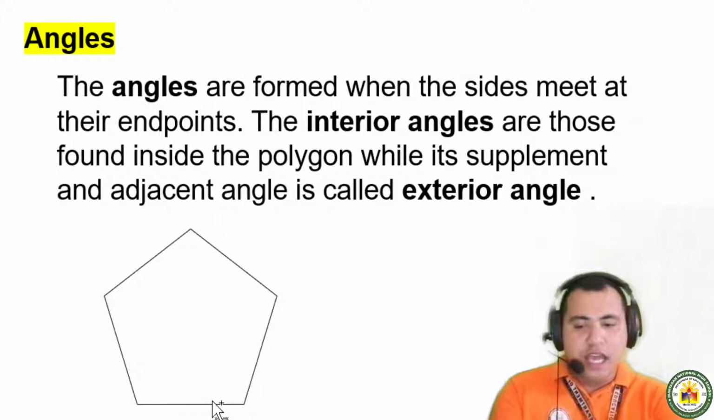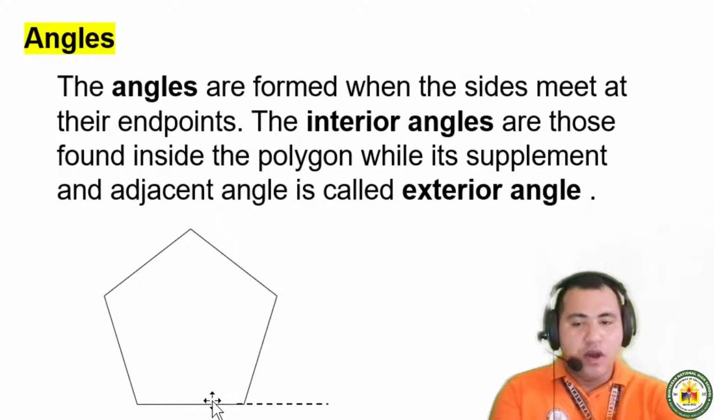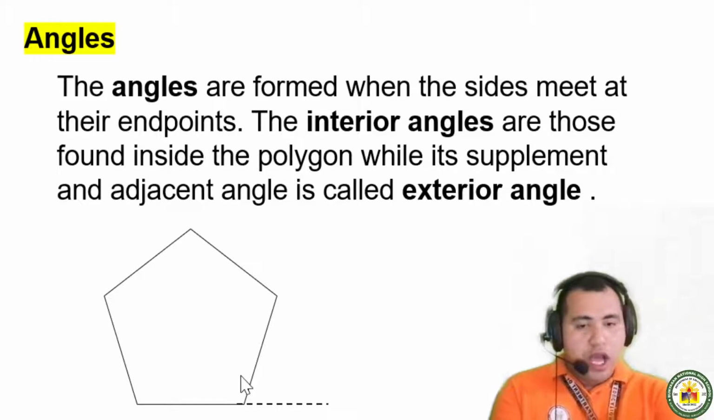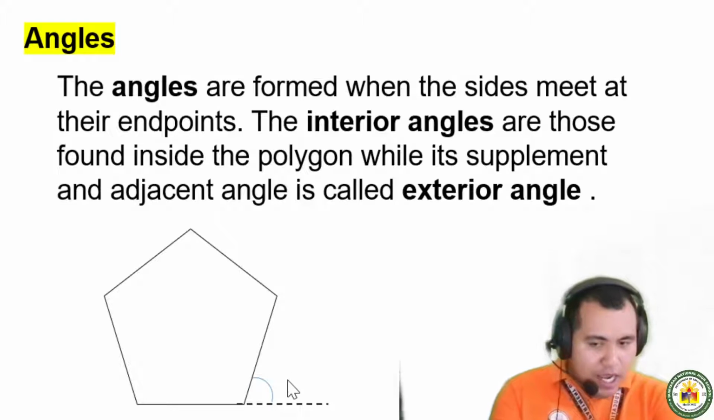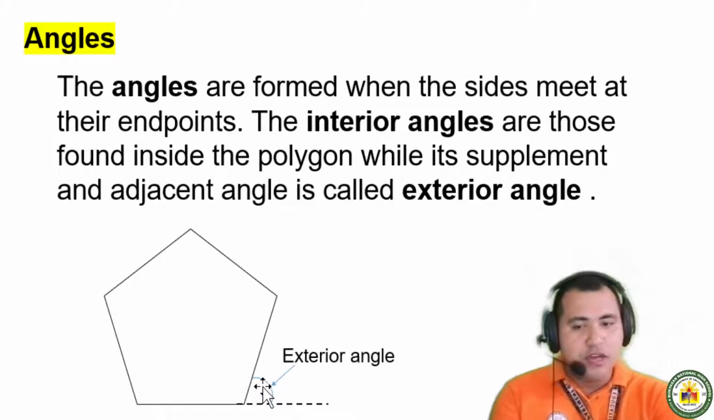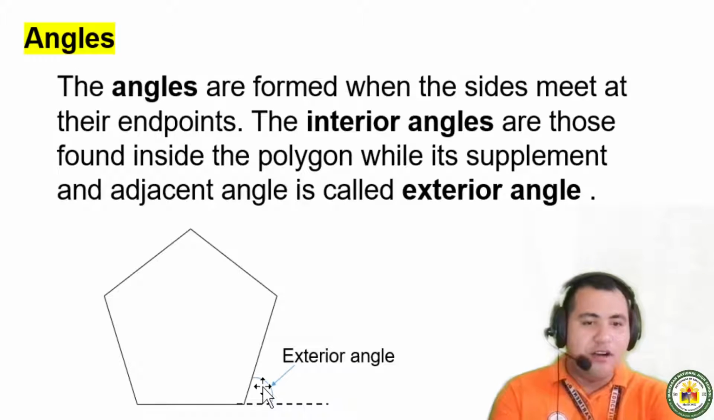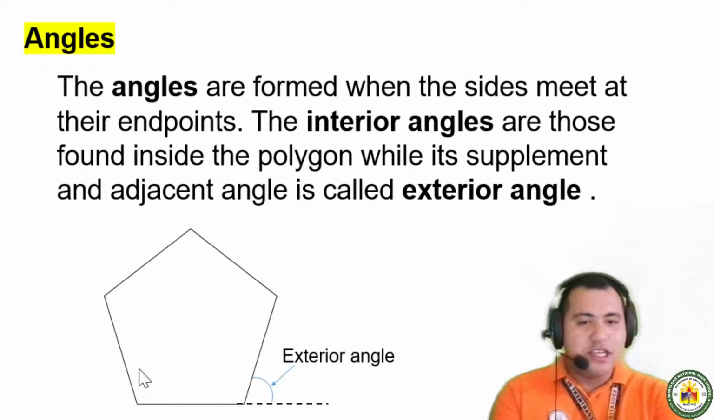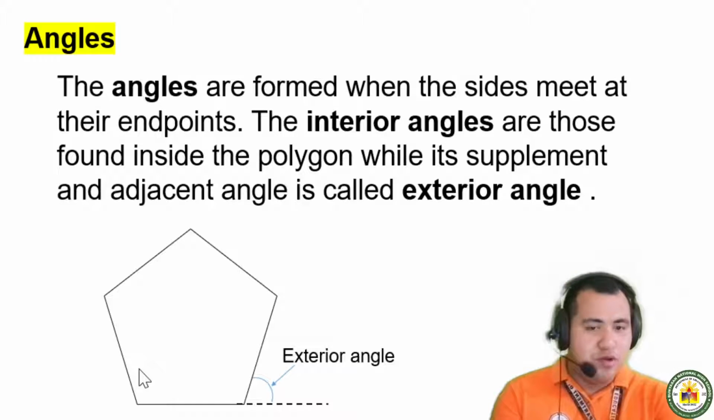Like for example, this side, kung ato siyang i-extend, kini ang mapurma. So it forms an angle outside the polygon. Kana nga angle maoy tawagon og exterior angle. Same as the other sides, kung ato i-extend kini nga side or kini nga side, makuha na ang exterior angle. So that is how we're going to get the exterior angles of a polygon.